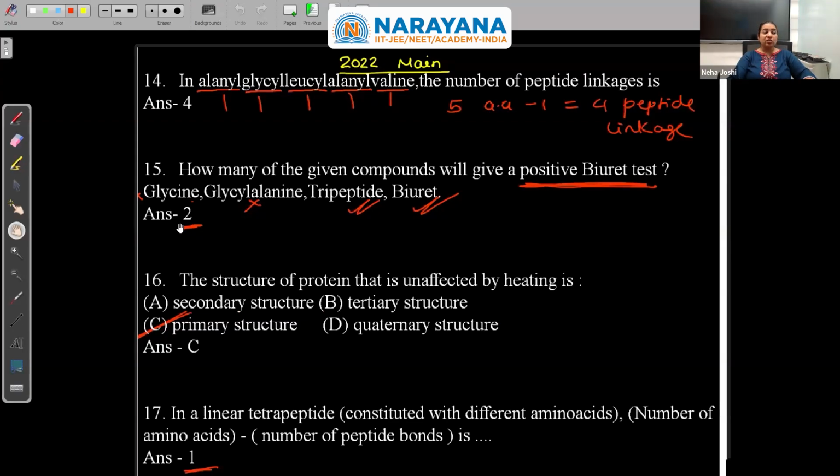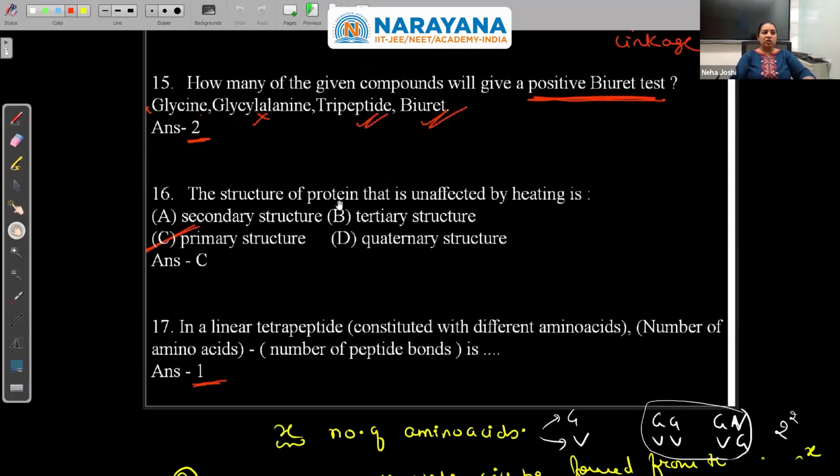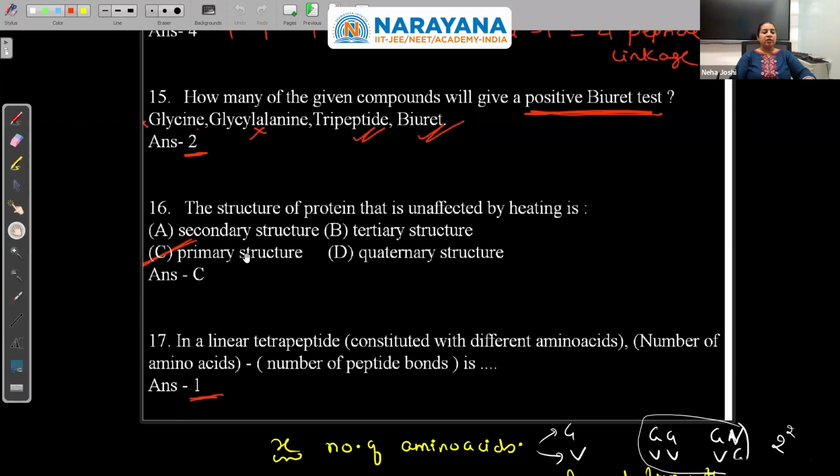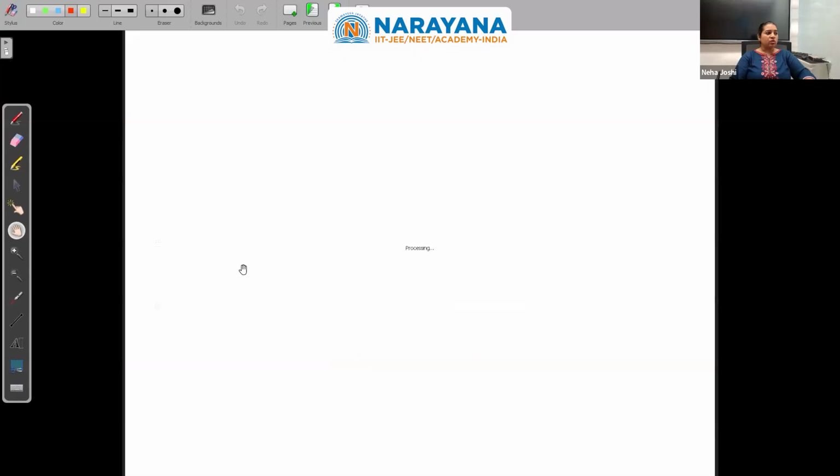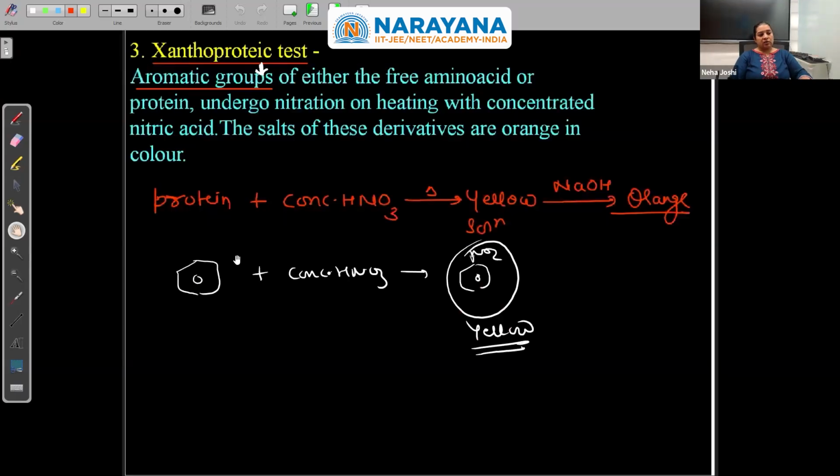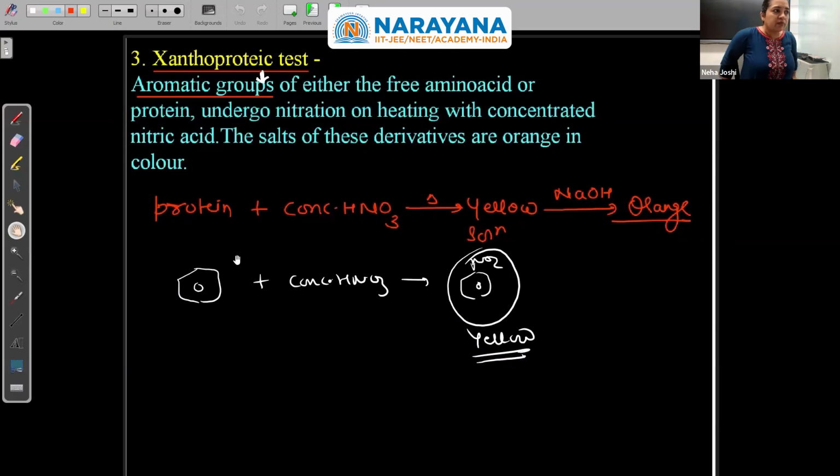Glycine, no, because as I said, it should have at least 2 peptide linkages. Glycine and alanine will have only 1 peptide linkage. So this also will not give it. It is tripeptide and biuret which will give biuret test. The structure of protein that is unaffected by heating is the primary structure. Is that clear? See? So that is how the questions have been framed. And now let me go to this point, so that completes my routine.